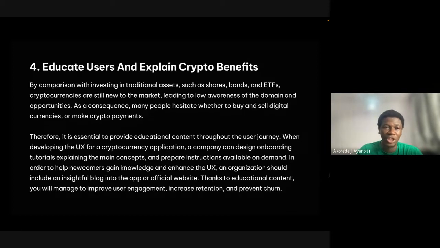We knew the potential, and we were like, okay, fear of missing out. Okay, I want to get into the space. Okay, I want to do this. And we're already in the space. So I think that's one of the best parts in designing crypto apps or Web3 apps, is to educate your user and explain crypto benefits to them.